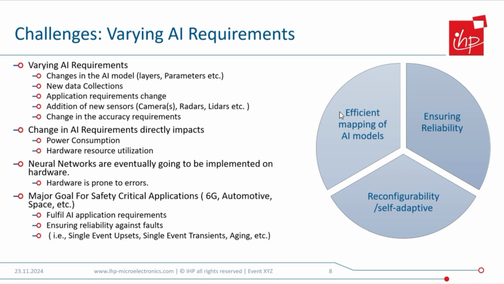First is the efficient mapping of AI models for safety critical application, ensuring the reliability so that our hardware can be used for safety critical application. And then the reconfigurable aspect, or the self-adaptive aspect, so that our architecture reconfigures itself based on the changing AI requirements or the changing environment around itself. For example, in space, the environment changes so rapidly. So the self-adaptive nature of accelerators or microprocessors can really help us optimize for reliability and performance.